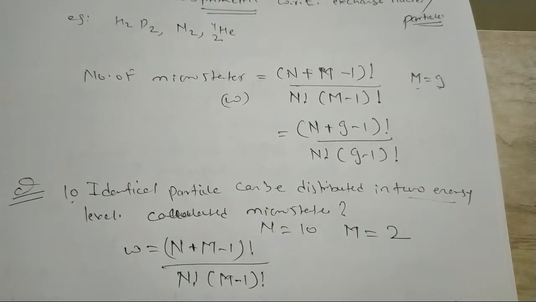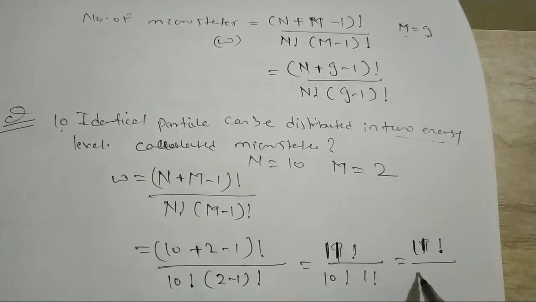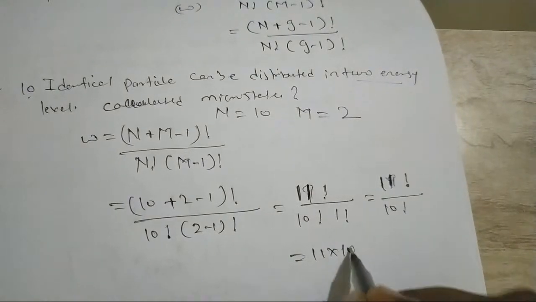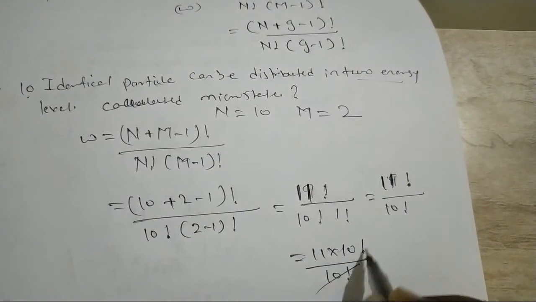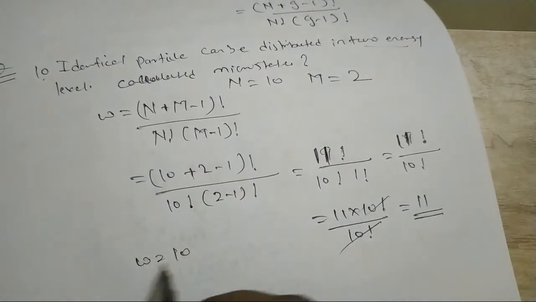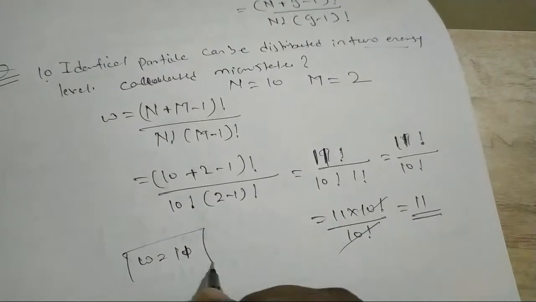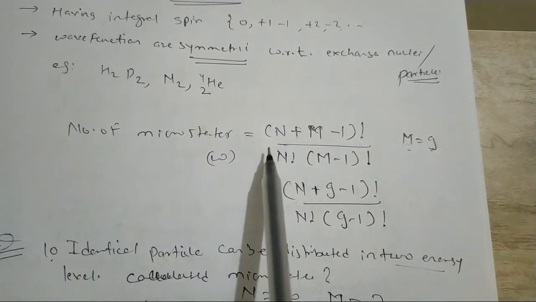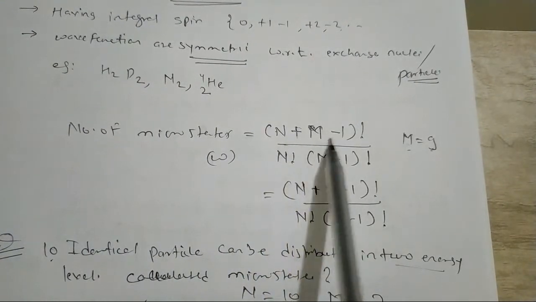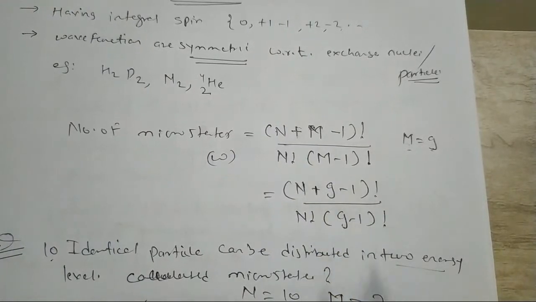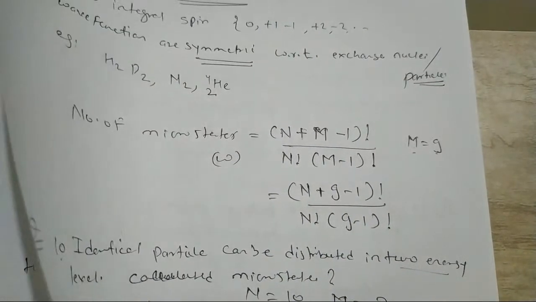11 factorial upon 10 factorial, and 2 minus 1 is 1 factorial. Now we can write 11 into 10 factorial upon 10 factorial. The 10 factorials cancel. We get 11, so W equal to 11. Sorry for this, here it is a plus. The formula for Bose-Einstein is (n plus m minus 1) factorial upon n factorial (m minus 1) factorial. Like this we solve one more problem.